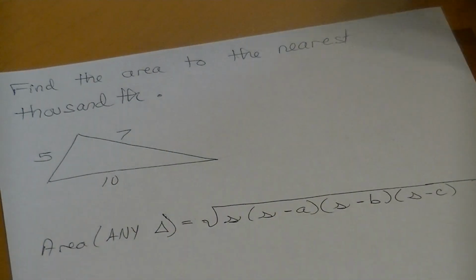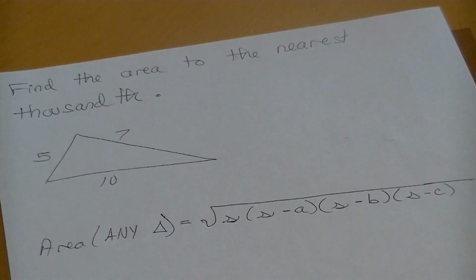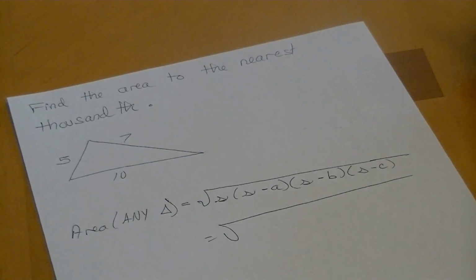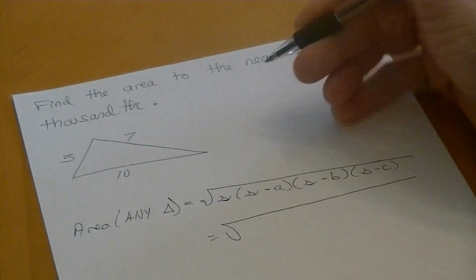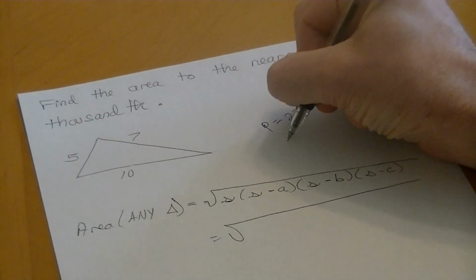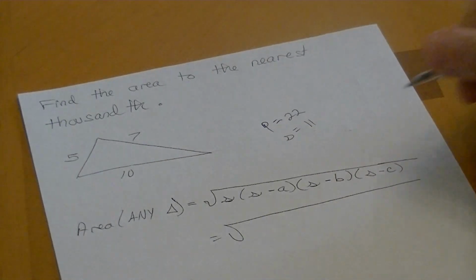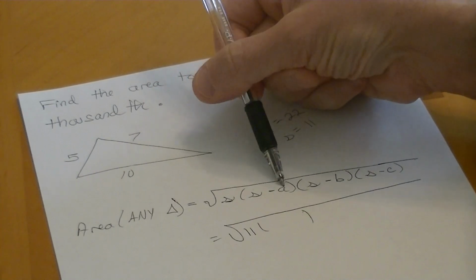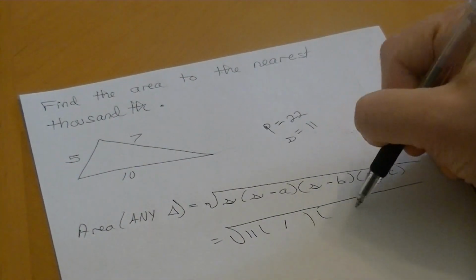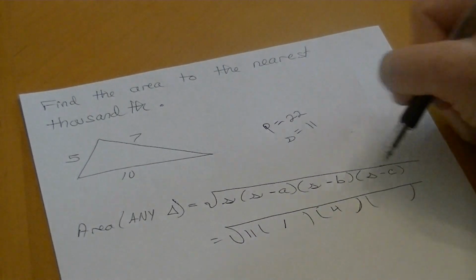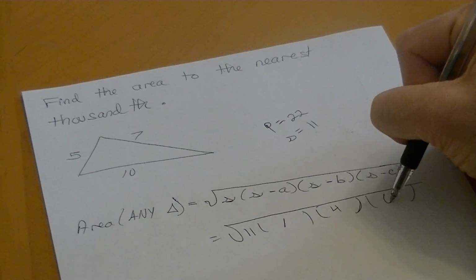So let's try this. Here is the same triangle, 5, 7, 10. Heron says the area has to be the square root of semi-perimeter. Well, the perimeter of the triangle, if we add up the side lengths, is 22. So I guess the semi-perimeter, half of that, is 11. So that would be the square root of 11 times 11 minus 10, which is 1, times 11 minus 7, which is 4, times 11 minus 5, which is 6.